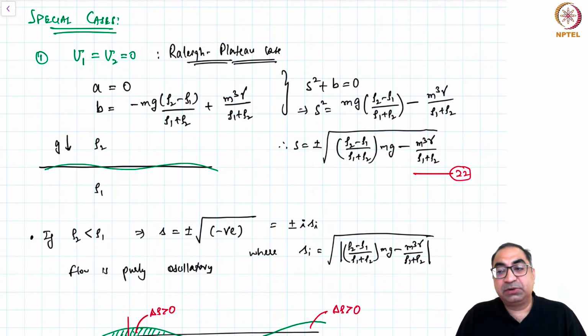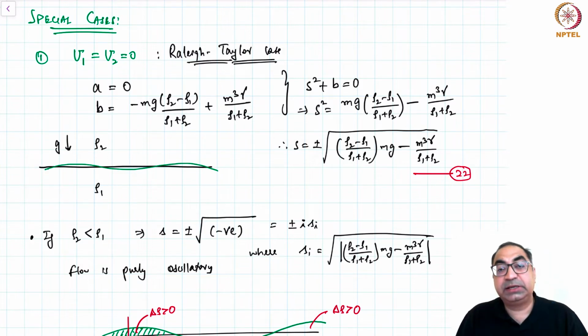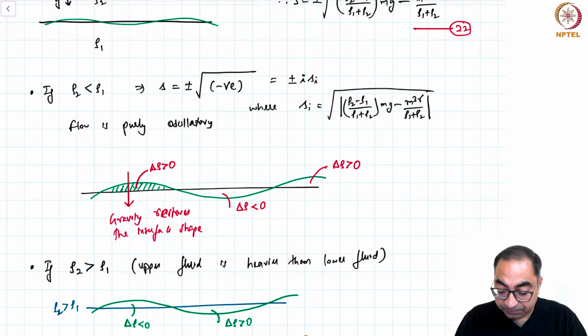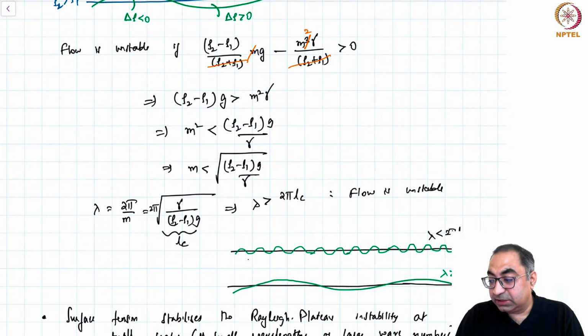The first special case that we looked at was the Rayleigh, not the Plateau instability. Please correct this. This should be the Rayleigh-Taylor case, right? And what we found in the Rayleigh-Taylor instability is that the flow is unstable when the wavelength exceeds a certain critical value, and that certain critical value turned out to be 2 pi times the capillary length.